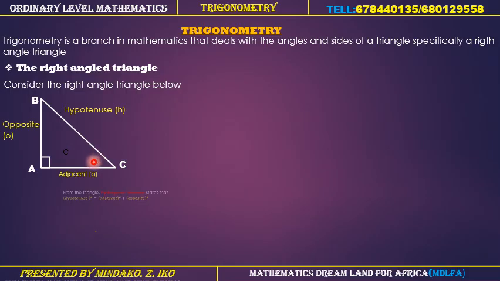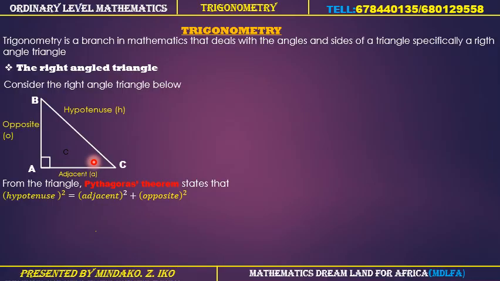So now from this triangle we are going to look at the Pythagoras theorem. From the triangle, the Pythagoras theorem states that the hypotenuse squared equals the adjacent squared plus the opposite squared. I decided to use these lowercase letters here because of a reason you are going to see. Mathematically we can write this theorem as h squared equals a squared plus o squared, where h is the hypotenuse, a is the adjacent, and o is the opposite. That is the reason why I decided to put in brackets these lowercase letters.